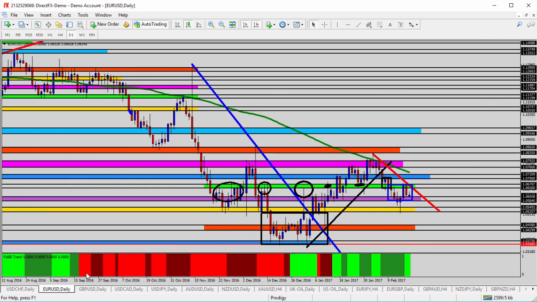Let's take a look at the euro dollar, EUR/USD. We're in basically a very similar situation. We've been significantly underneath the 100 period moving average. We've been falling for the past almost 20 days now. The month of February, we've been predominantly in a bearish trend along that red trend line.